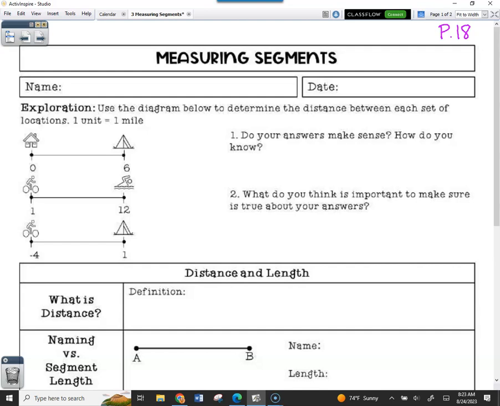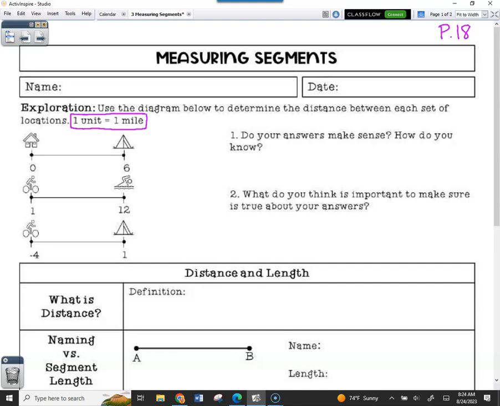Looking at the top, it says use the diagram below to determine the distance between each set of locations. Each set of locations. So they're saying to you, like if this was a map, for instance, and this house was at 0 and you measured to this 10 and it was 6, you would use the scale factor, which is right here saying that one unit of measurement is equivalent to 1 mile, then the question is saying, so how much distance is between the two pictures on the map in terms of miles?